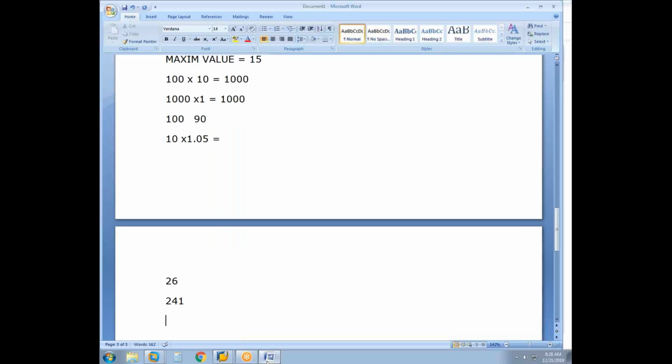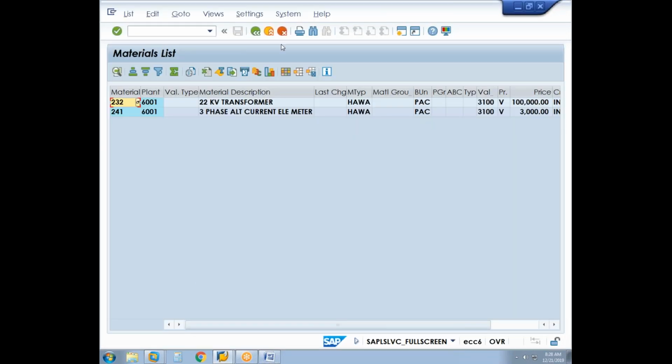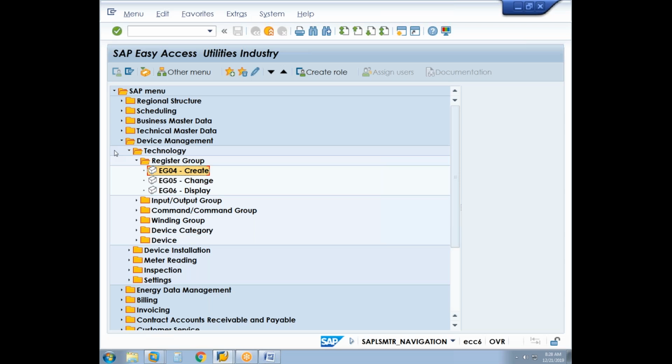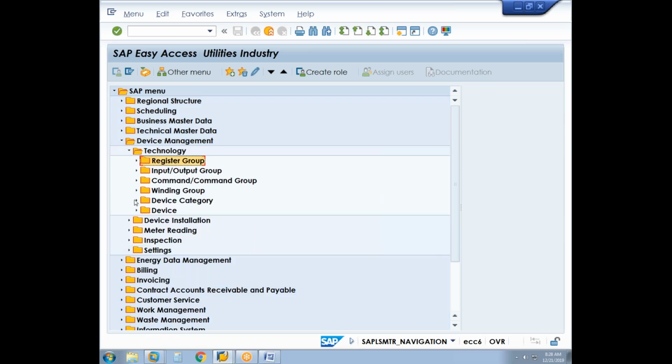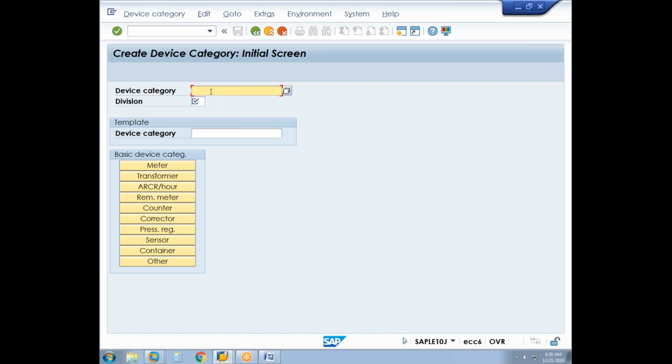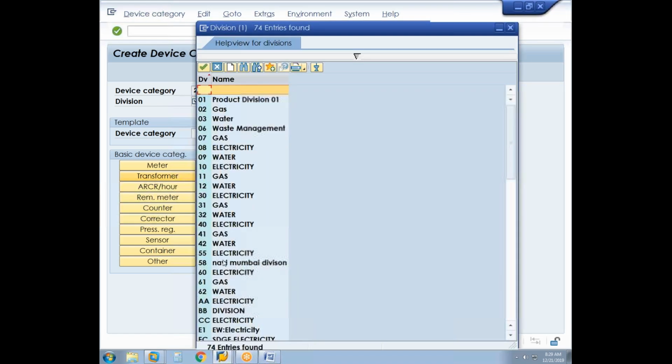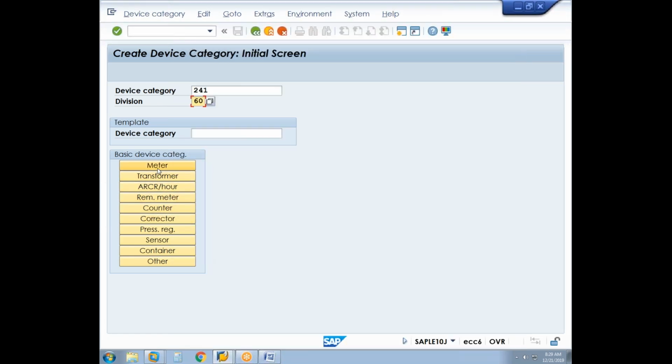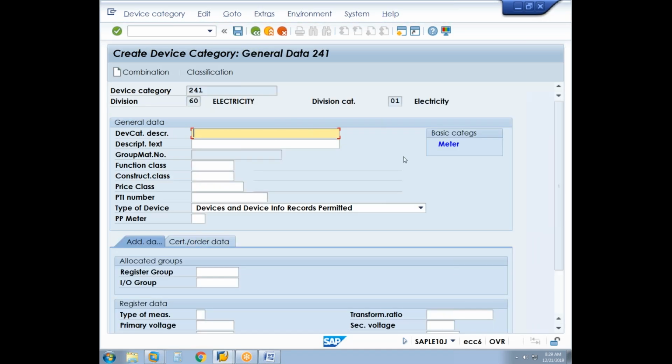So now we know the material number and we know the register group. Now we can go and create a device category. Go to EZ01, create. Enter the material number we have, 241. Division is our enterprise structure division, which is 60. And our basic device category is meter. Select the meter. That means 241 is a device category for a meter that we are creating, and it is a meter for the electricity division.